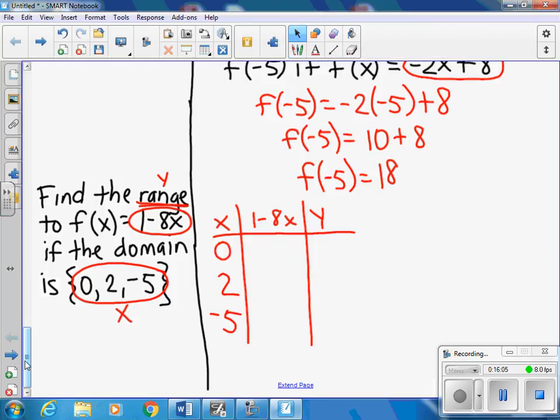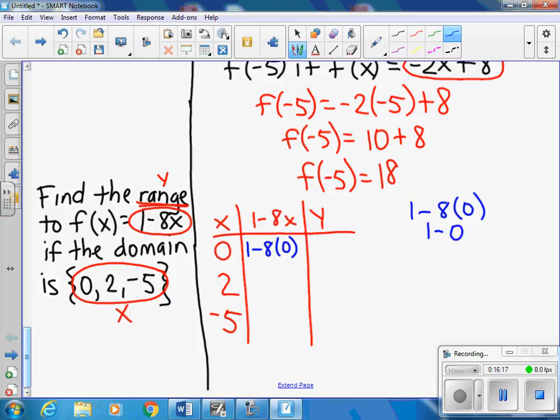So when I plug in the rule, those 3 numbers, it's 1 minus 8 times 0. And again, do your multiplication first, right? So if you want to come off to the side and do the math, this is what it would look like. And then 8 times 0 is 0, so 1 minus 0 gives us 1. So the first y value is 1, right?